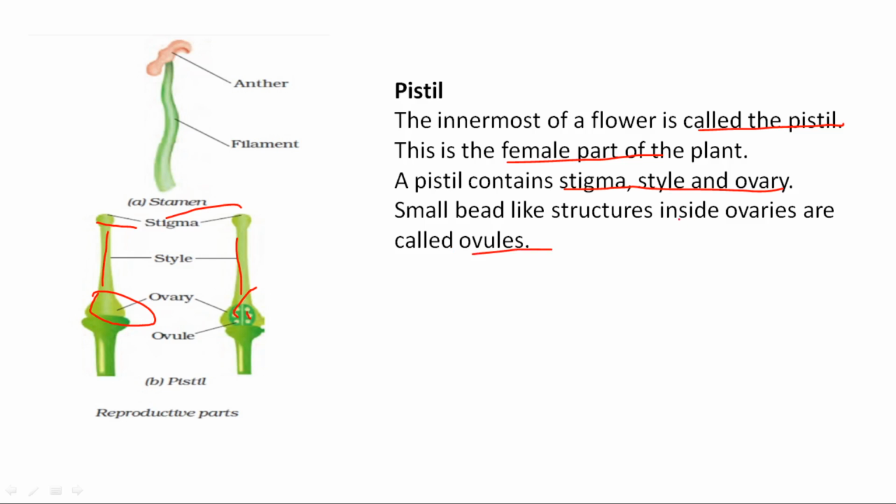Okay. So inside the ovary what did you find? Ovules. And these are the reproductive parts of the plant, that means stamen and pistil. So stamen is the male part and pistil is the female part. Okay. So this is about the parts of a flower. I hope you have understood. Okay. Thank you.